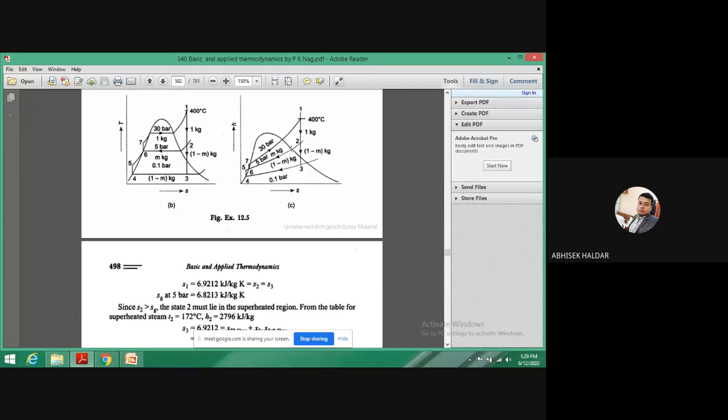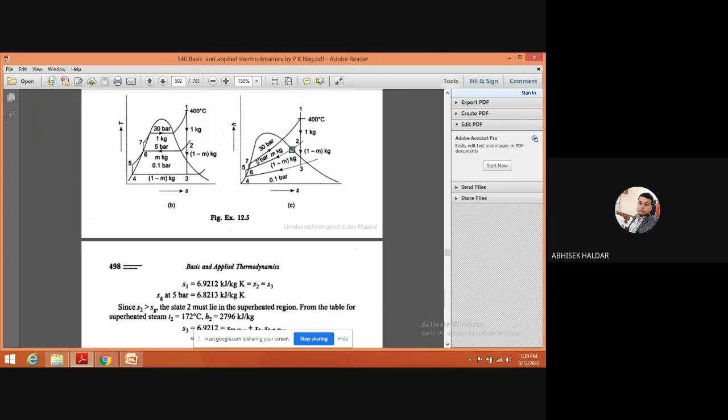Isn't it this point? I am just locating the point. Isn't it this point? All of you, is there any doubt at this point? Because this is the 5 bar. Those who are having doubt, feel free to ask. The class is for all.